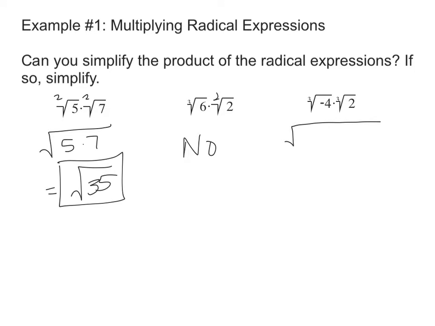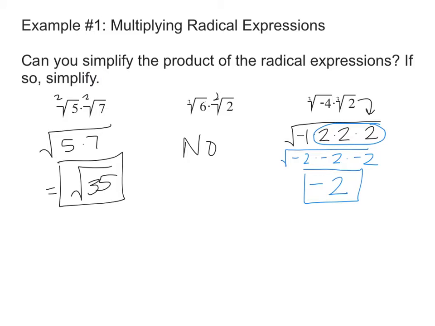So the cube root of, remember, negative 4 is really negative 1 and 2 2's. And then we're throwing in this 2 also. So because it's a cube root, we are taking out a triple. So the cube root of what's really the cube root of 8 is actually negative 2. And I know it's negative 2 because really what this is is negative 2 times negative 2 times negative 2. Alright, so negative 2 is our answer here.